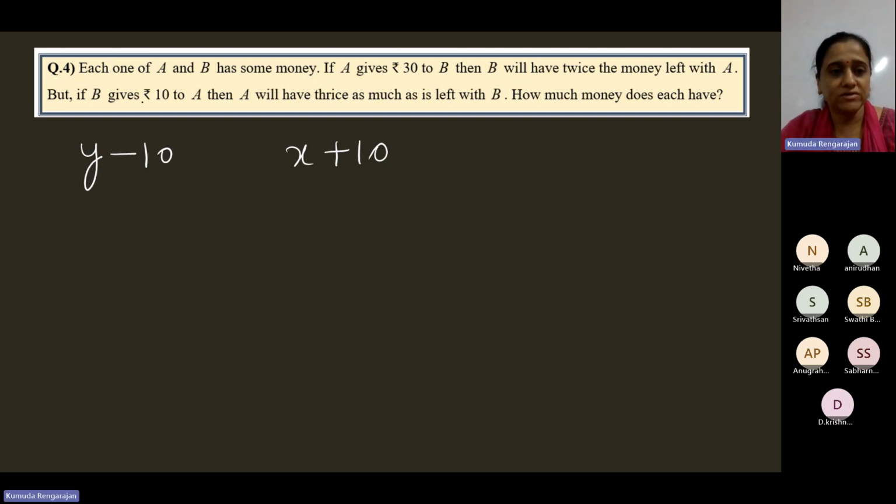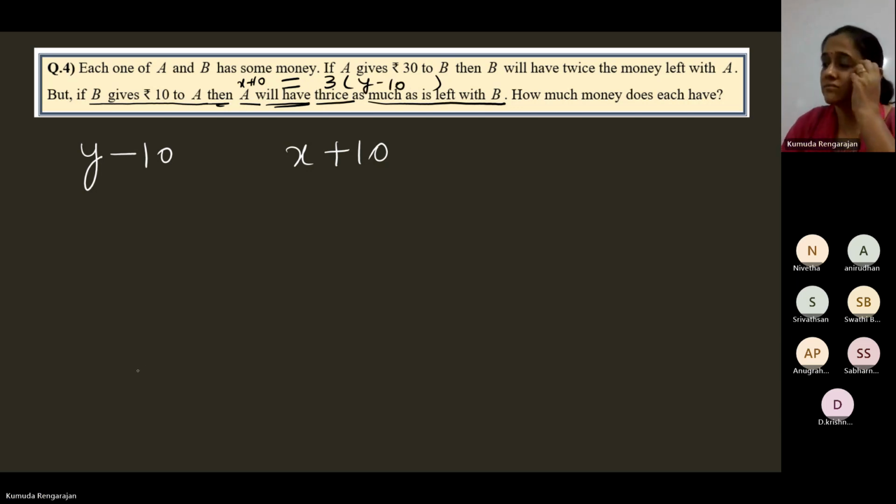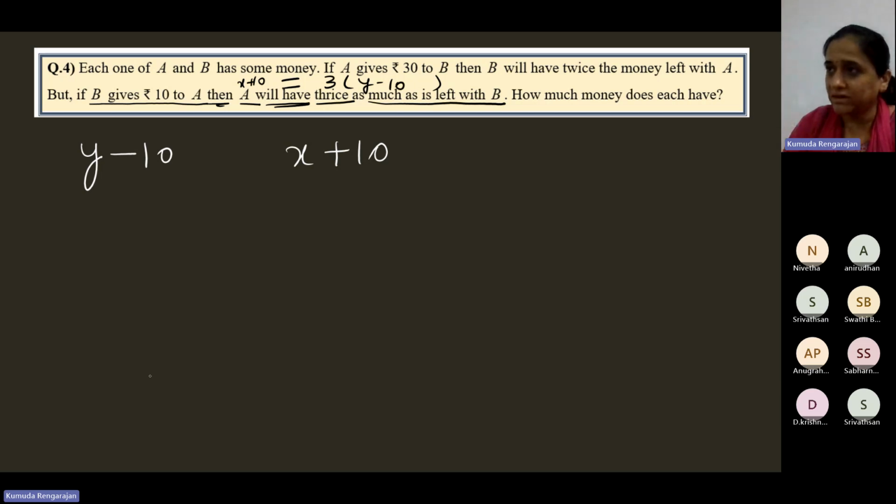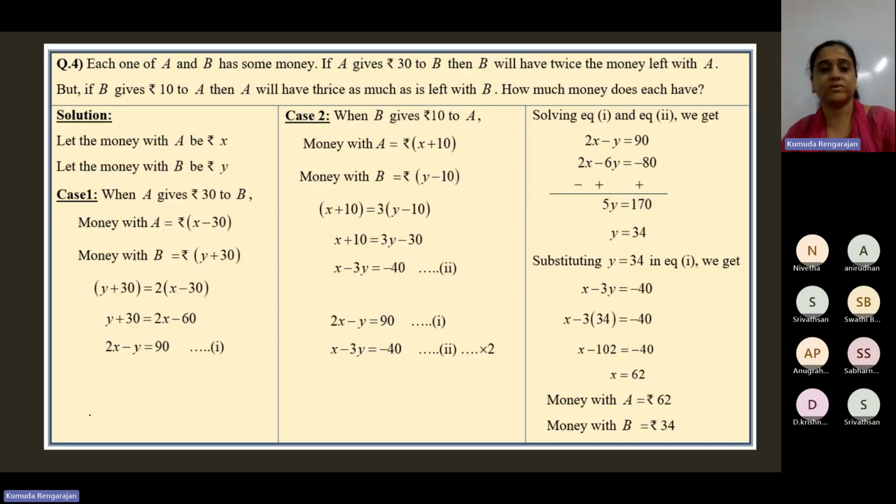But if B gives 10 to A, then this is the equation. What is A? X plus 10 will have, equal to, thrice, 3, as much left with B, 3 into Y minus 10. A means you should write what A has. Will have meaning equal to. Thrice meaning 3 into, left with B, whatever B has. That's it. So like this, you construct the two equations, solve and find the values of X and Y.